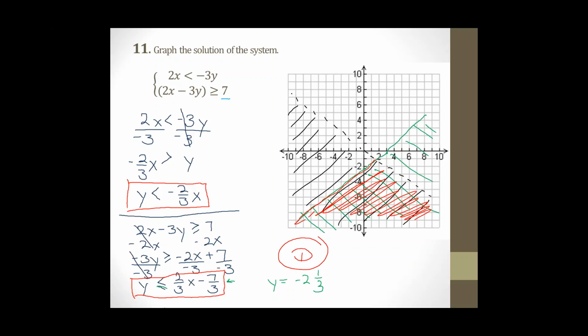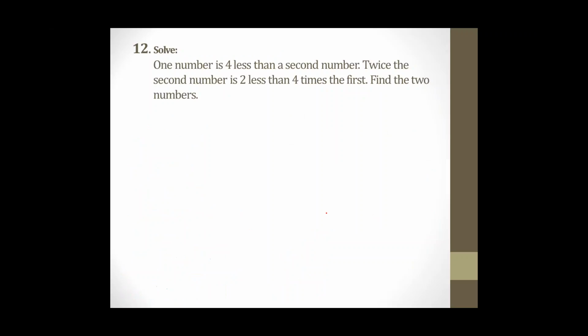So we did it two different ways, either one time graphing by hand and one time using the calculator. If there's no questions, I'm moving on to number 12. This is a word problem. One number is four less than a second number, and twice that second number is two less than four times the first number. Find the two numbers.